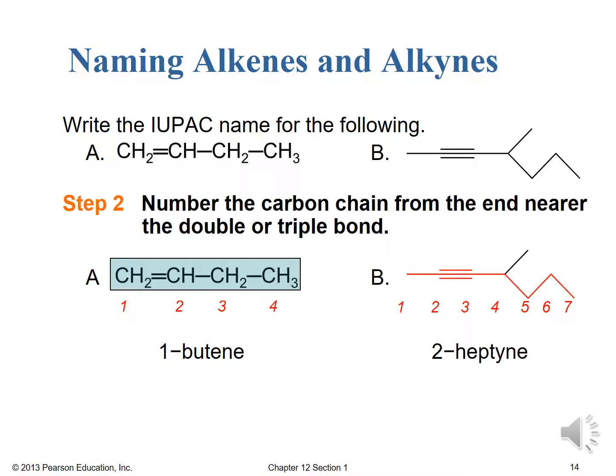For B, we see we don't hit the triple bond until the second carbon in, so that's a 2-heptyne. Okay, and obviously there could be a lot of other positions for the heptyne, but because the lowest numbering system gives us the first carbon of the triple bond being carbon 2, we identify this as a 2-heptyne.